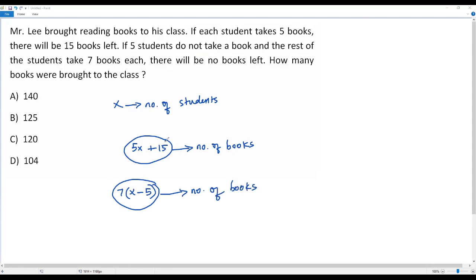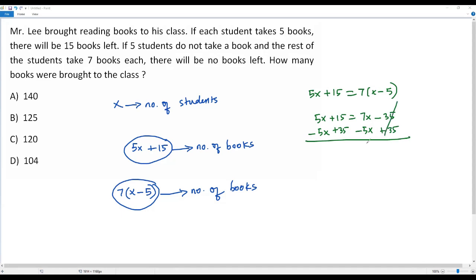Here both the expressions 5x + 15 and 7 times (x - 5) represent the same stuff, that is number of books. Since both these expressions represent the same stuff, we can equate them. That is 5x + 15 = 7(x - 5). Now we can distribute this 7 to this x and -5. When I do so, I'm getting 7x - 35. Now let me add 35 to both sides, and also let me subtract 5x from both sides to solve for x. Okay, let me do it.